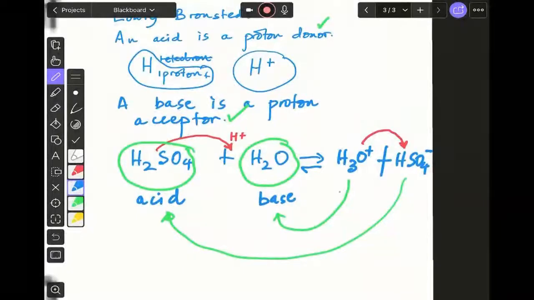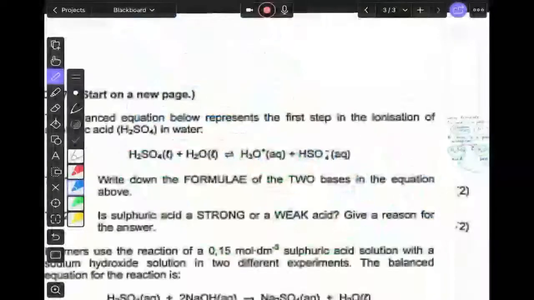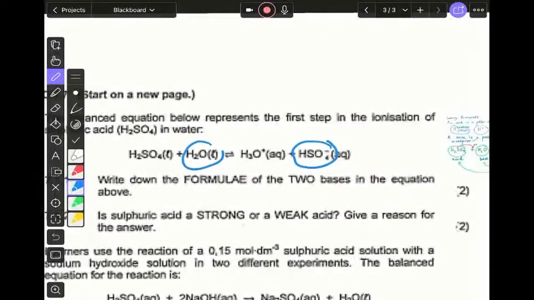So the question being, and I read, write down the formula of two bases in the equation above. Quite clearly, that is a base, and the water is a base. So our answer there very clearly is H2O and HSO4 minus.